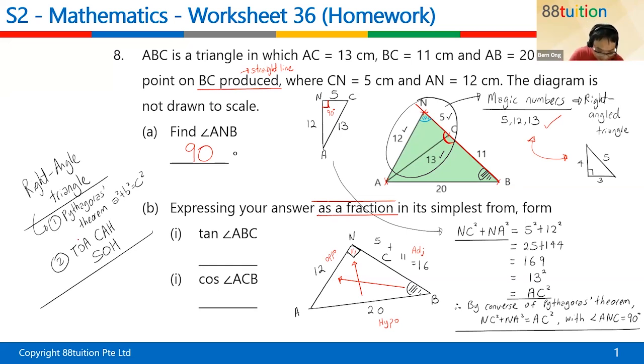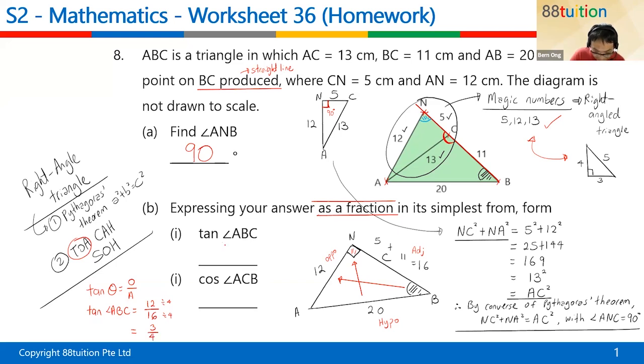What is tangent? Tangent is TOA, right? So you write out the general formula. Tangent theta is equal to opposite over adjacent. And our focus is on which angle? Angle ABC. Opposite is 12 and adjacent is 16. The question wants it as a fraction, so you give it as 12 over 16, but please remember to reduce to the lowest term. Divide by 4, divide by 4. Answer is 3 over 4.